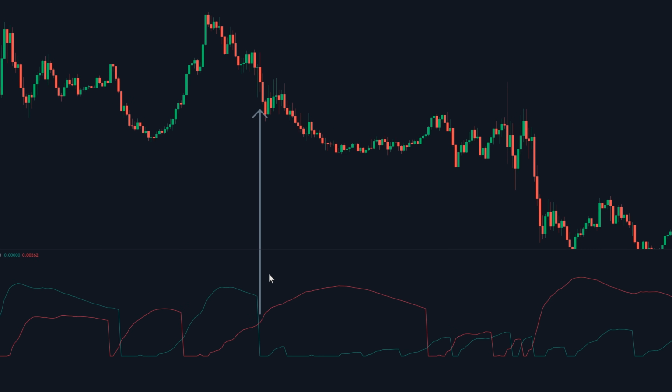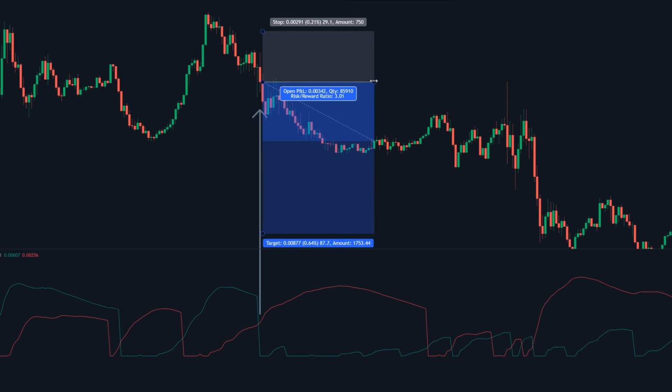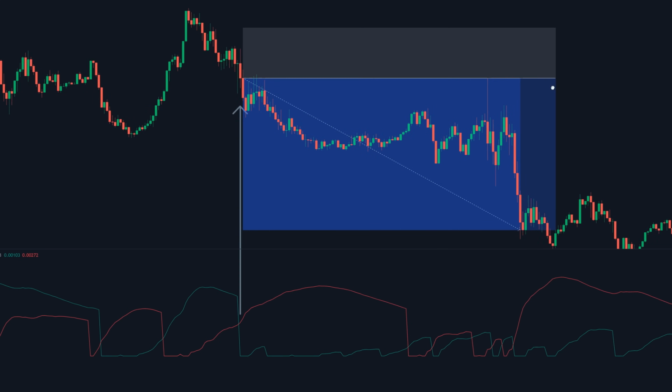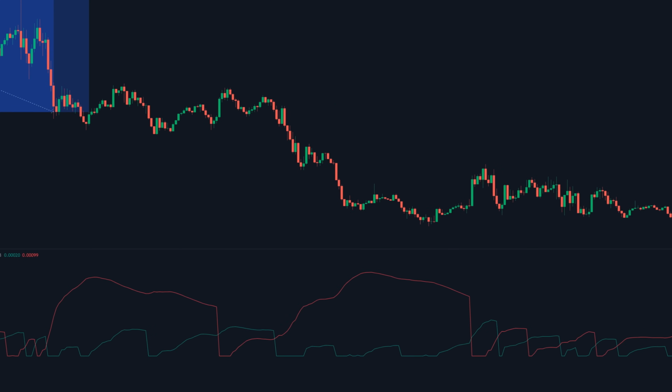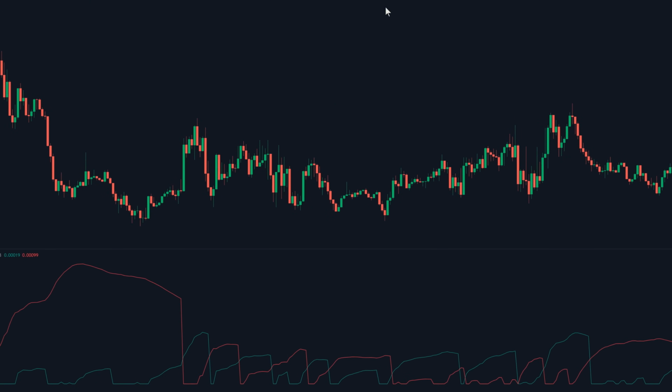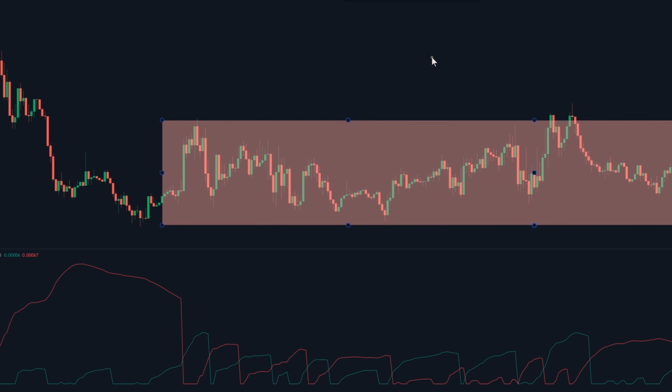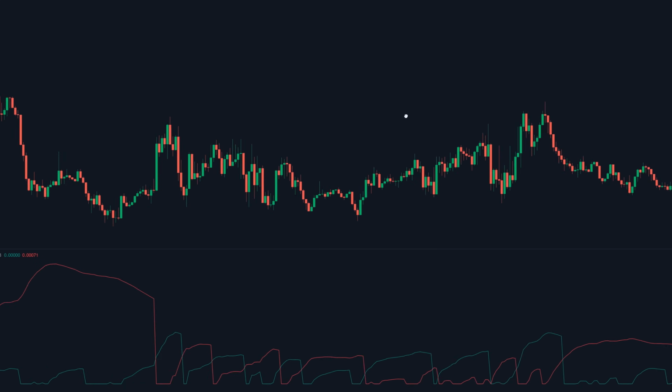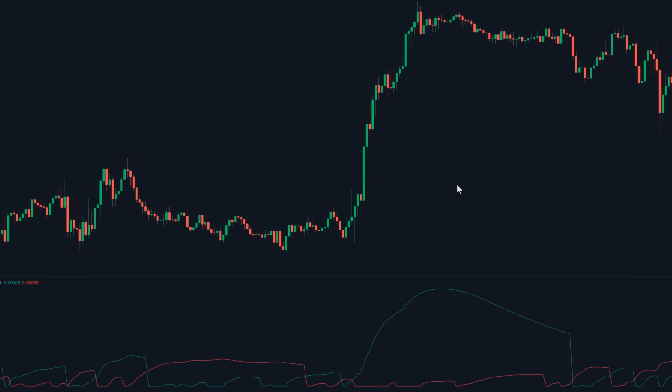Conversely, to enter a short position, we wait for the bearish component, the red line, to cross above the bullish component, and then we enter our position. However, trading with this indicator this way is not advisable because many false signals are generated when the market is ranging. To address this, we're going to add a long-term trend filtering tool and a buy-sell signal indicator to our chart.